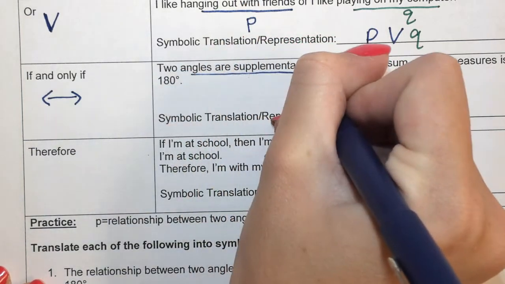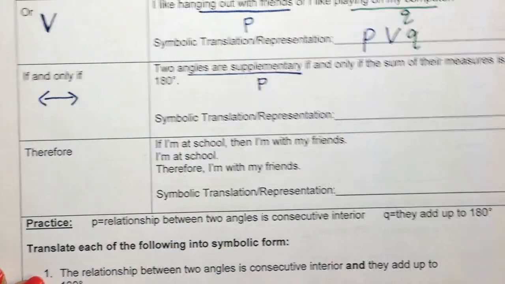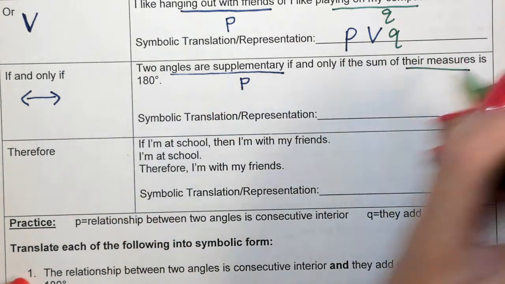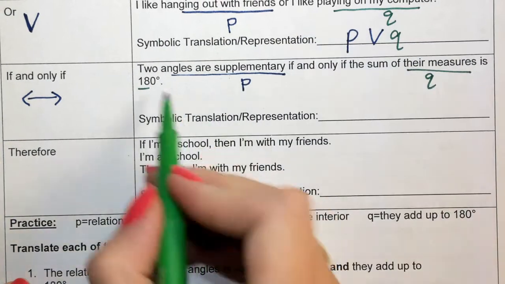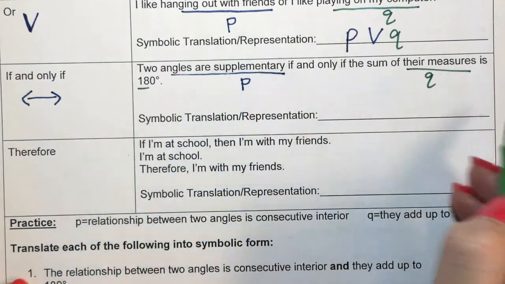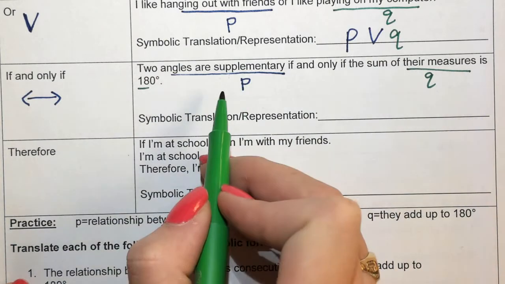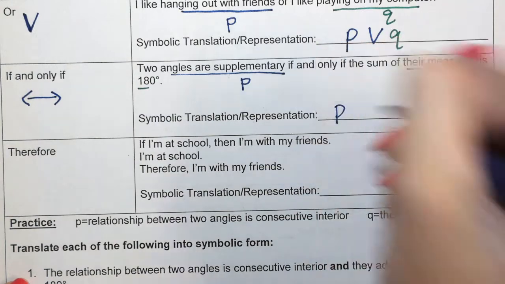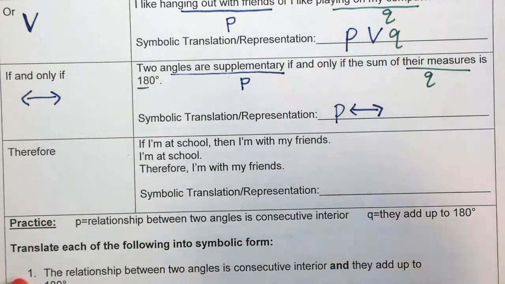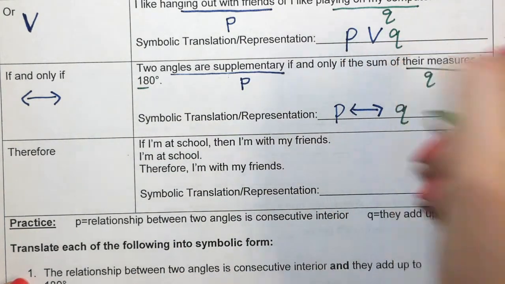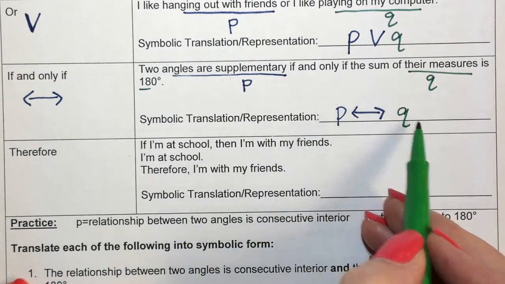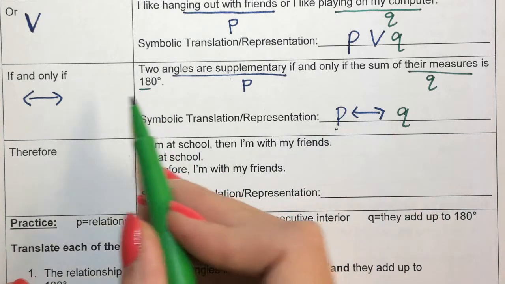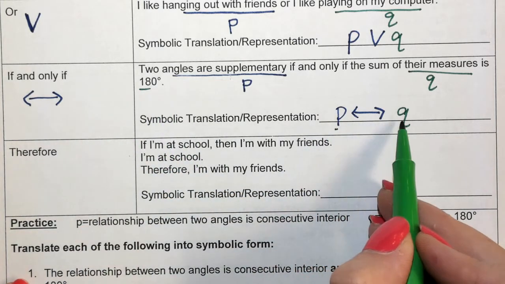So 2 angles are supplementary, can be P. If and only if the sum of their measures is 180. And that is true. They're supplementary if it's 180. If it's 180, they're supplementary. So that's why that arrow goes both ways. So to write that, we write P, if and only if, Q. So notice that when I'm reading these, I say the letter for the part of the statement, and then I read the symbol just as it is. So P, if and only if, Q.